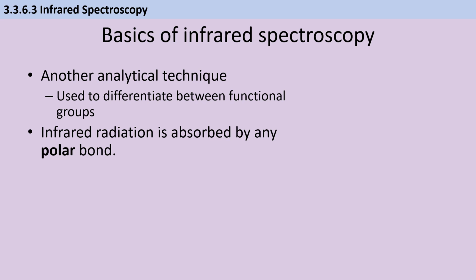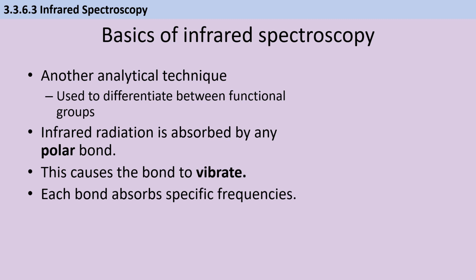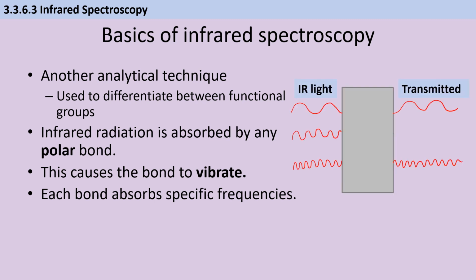So the first thing that we need to know is that infrared radiation is absorbed by any polar bond, and when that light is absorbed, it causes the bond to vibrate. And each bond absorbs different frequencies of light. So by identifying what frequencies have been absorbed, we can figure out what bonds there are. From a practical point of view, this involves taking a sample and shining different frequencies of infrared light through that sample, and then looking at the light that is transmitted, so it goes all the way through. Whichever frequencies are absent must correspond to the bonds that are in that substance.